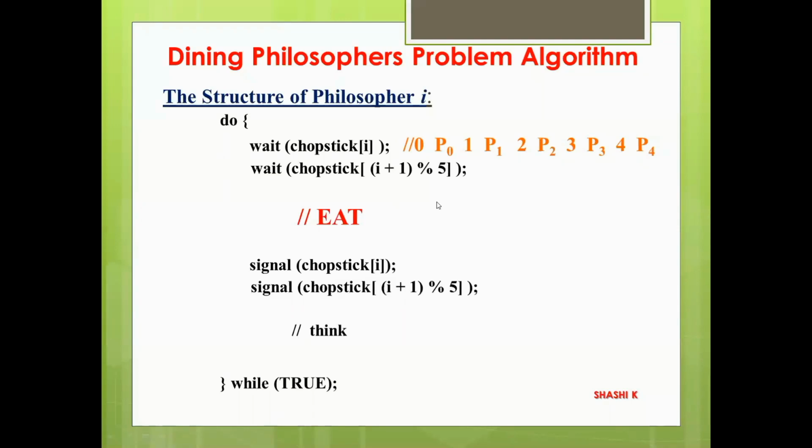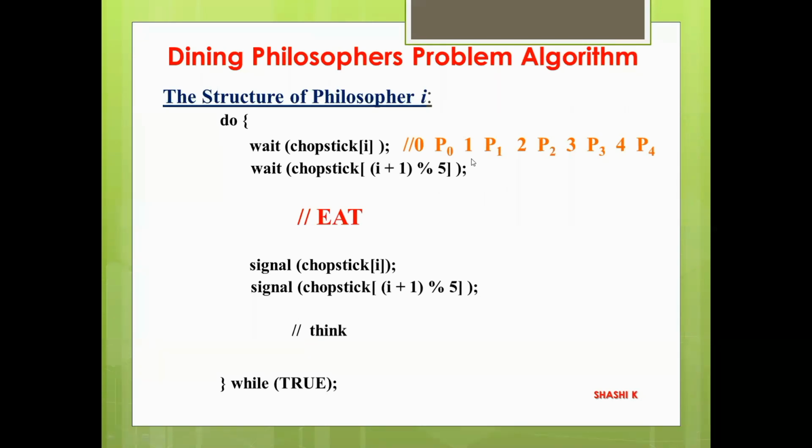So here, this is the structure of any philosopher I. This is a circular table, right? So you can imagine like this. You have 5 philosophers, and the chopsticks are implemented as an array. We take the index starting from 0. So if we have 5 philosophers, we take them as P0, P1, P2, P3, and P4, and the chopsticks as 0, 1, 2, 3, and 4.